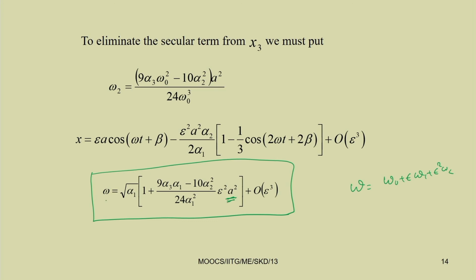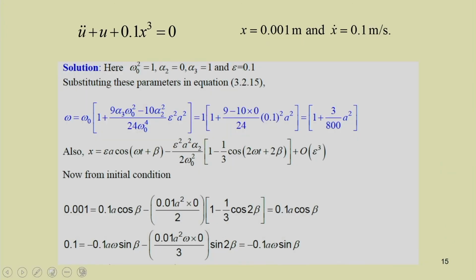So, you can plot the relation between A versus omega from this equation. By using this equation you can plot A versus omega, which is known as the frequency response plot, frequency response. This way you can find how the frequency is related to the response amplitude, and this is the free vibration response of the system.